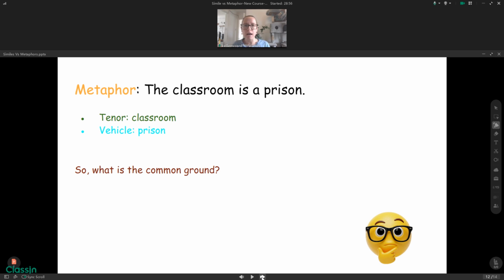So, what is the common ground? What are the similarities between a classroom and a prison? Again, just jot down anything that comes to your mind. What do you think are the similarities between a classroom and a prison? And I've already mentioned some, right? Like you have to ask permission for things. Okay, so make a note of all of the things that you think are similar between a classroom and a prison.